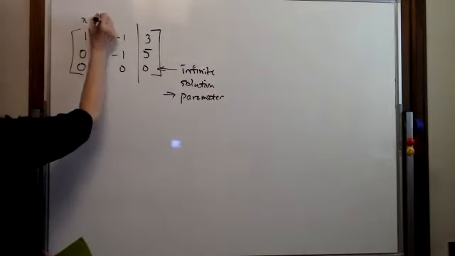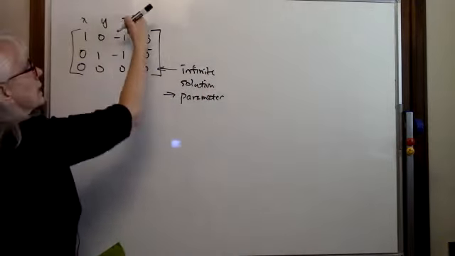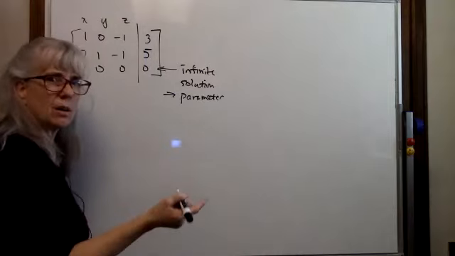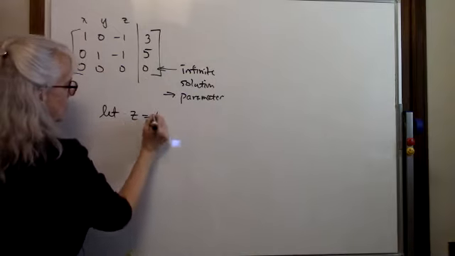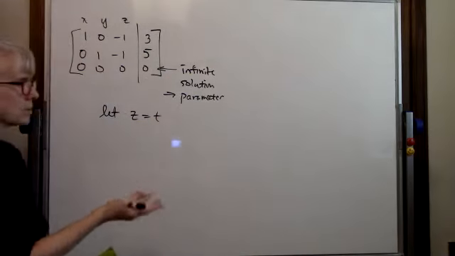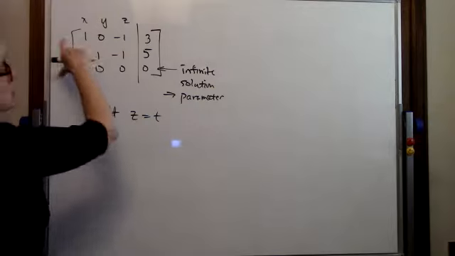So these would be x, this would be y, this is z. The last letter in the alphabet is z of the 3 that we're using. So we're going to come in and let z equal t. I don't have the original equations to work from, but I do have what this matrix tells me.